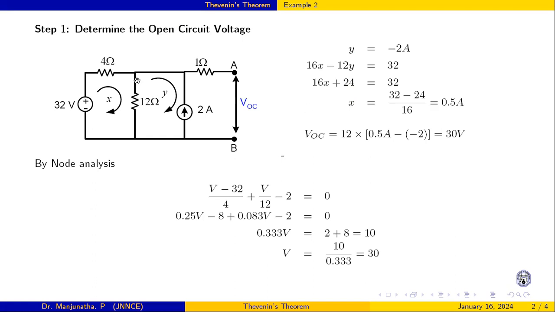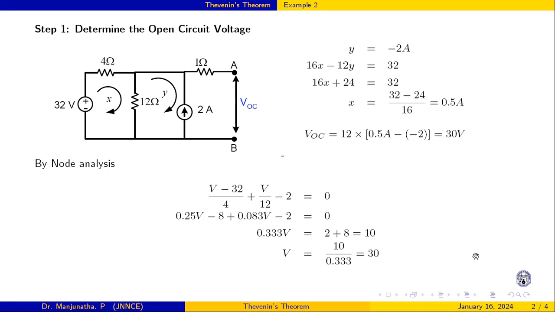This is the current. Now I have to determine the drop across this 12 ohm. We have two currents here, X and Y, both in opposite directions. The drop across this, with respect to AB, is 12 ohms into X, which is 0.5, minus of minus 2 because of this Y, so 0.5 plus 2, which is 2.5. 12 into 2.5 is 30 volt.